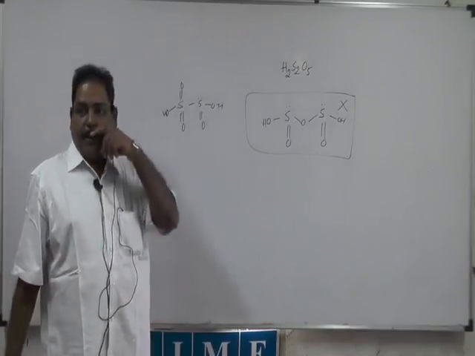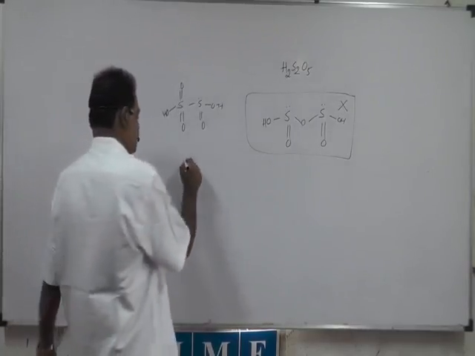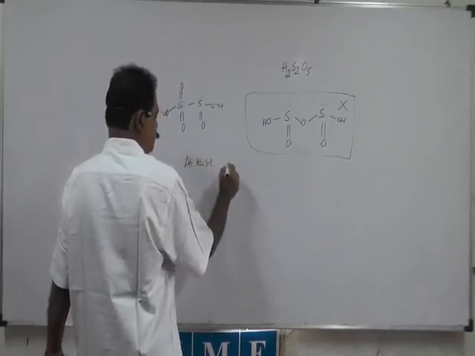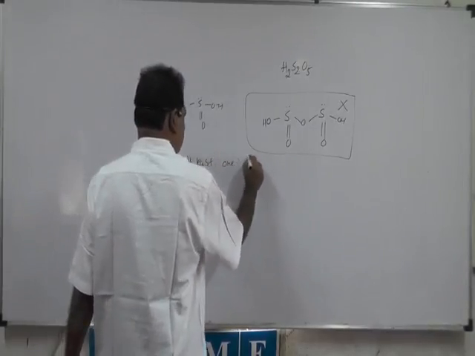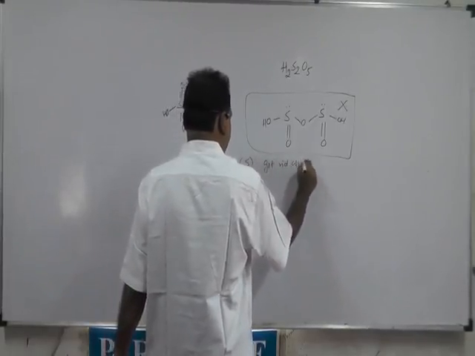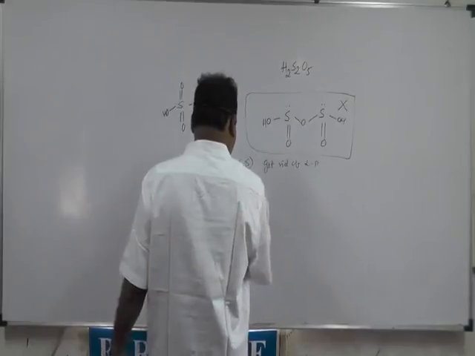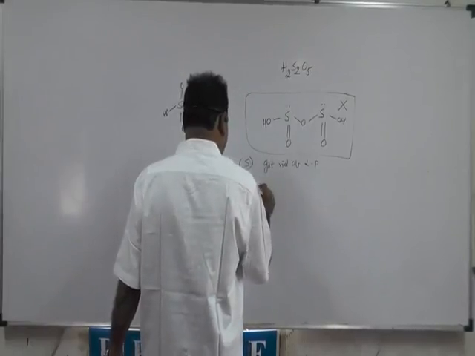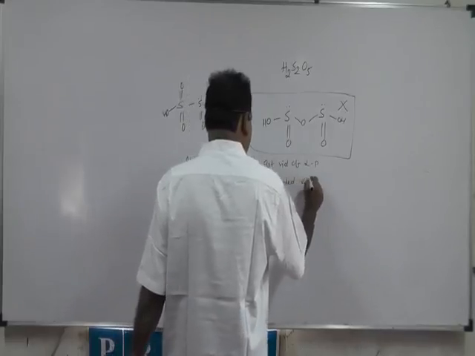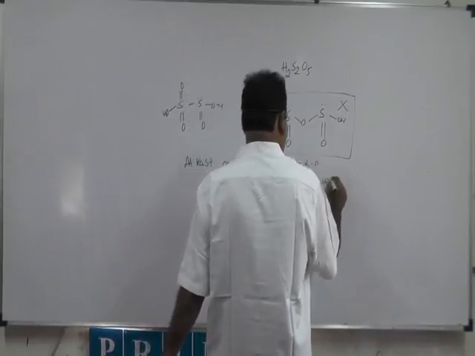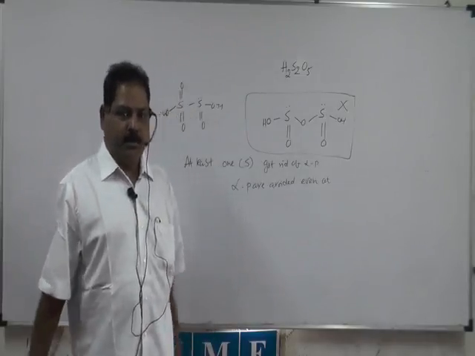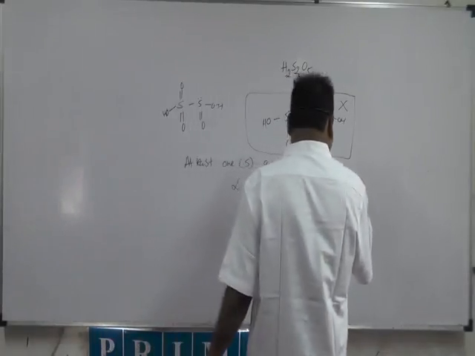Why has this taken place? At least one sulfur got rid of a lone pair. So lone pairs are avoided even at the cost of, what is it you have lost here? Symmetry. Good. Even at the cost of symmetry.